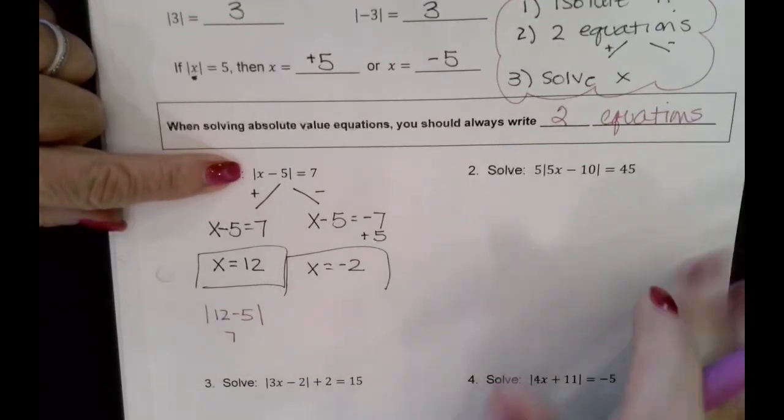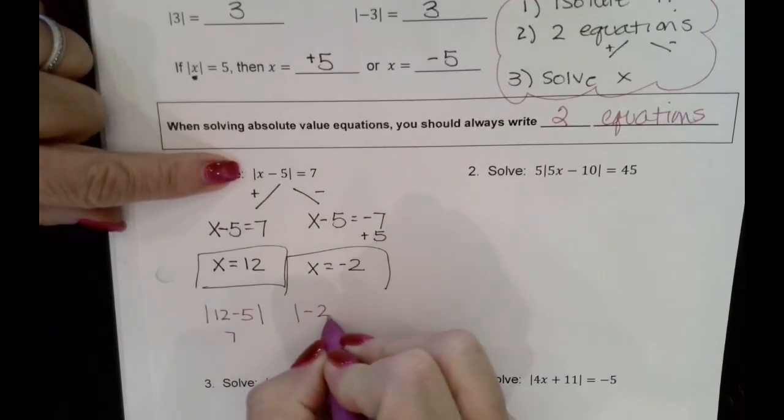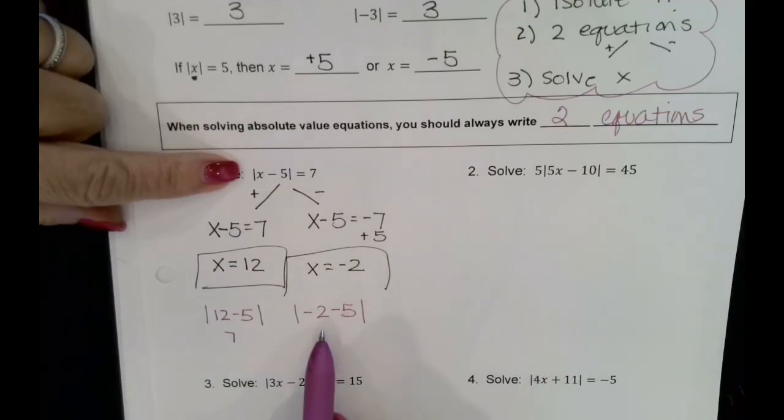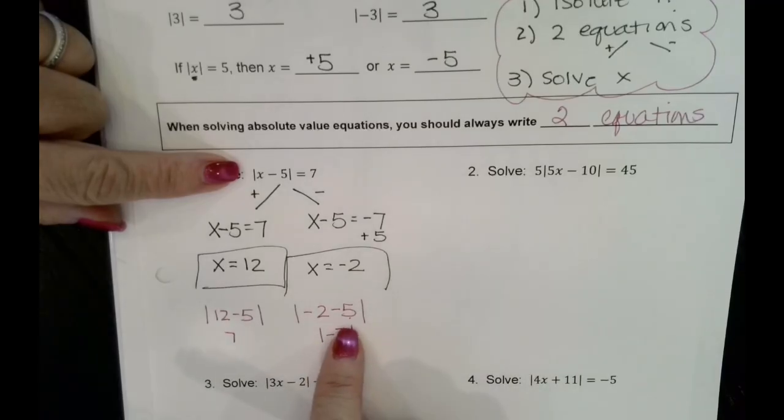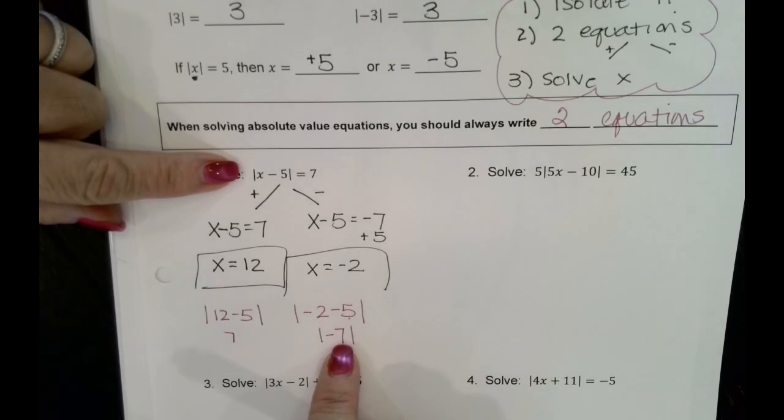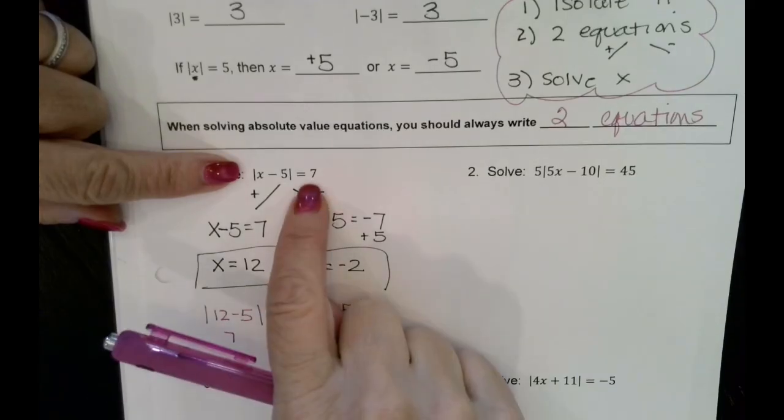So that's correct. And then over here, I have negative 2 minus 5. Well, I have a negative going more negative. So the answer here is absolute value of negative 7. And we said that when we have a number that's on the inside, we can make this a positive number, which is what we have up here.